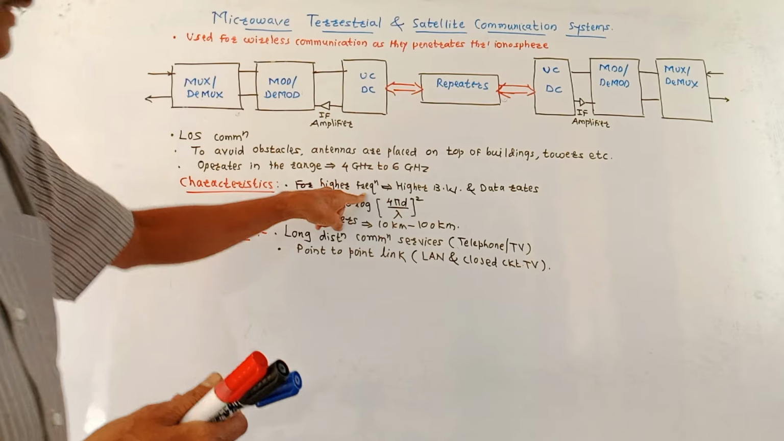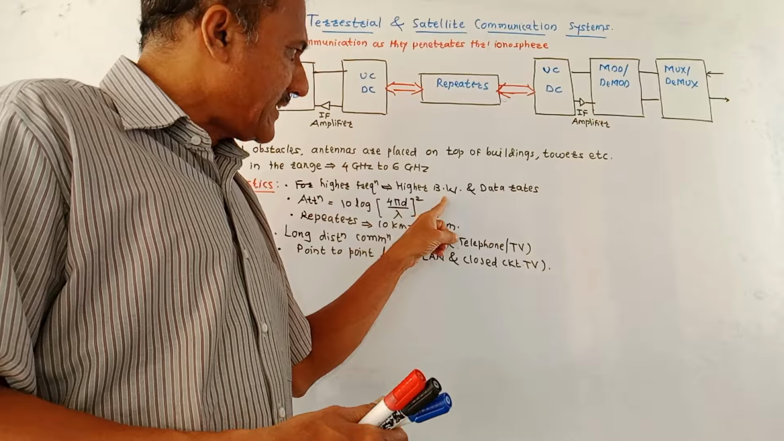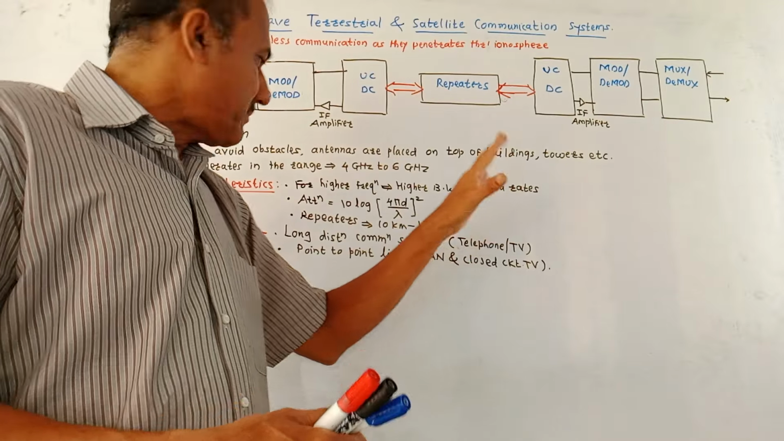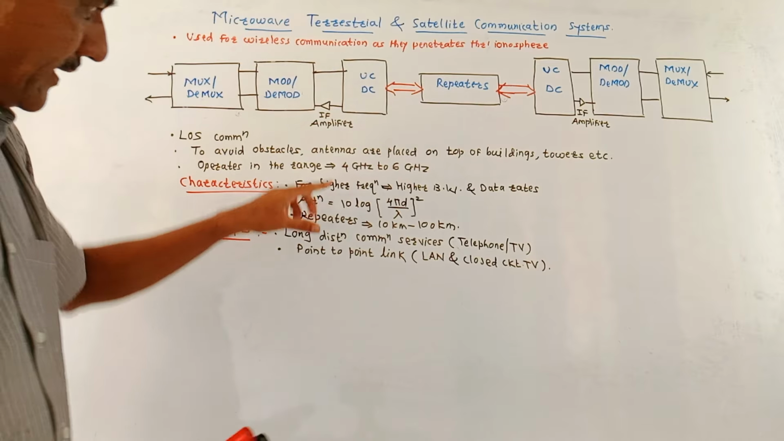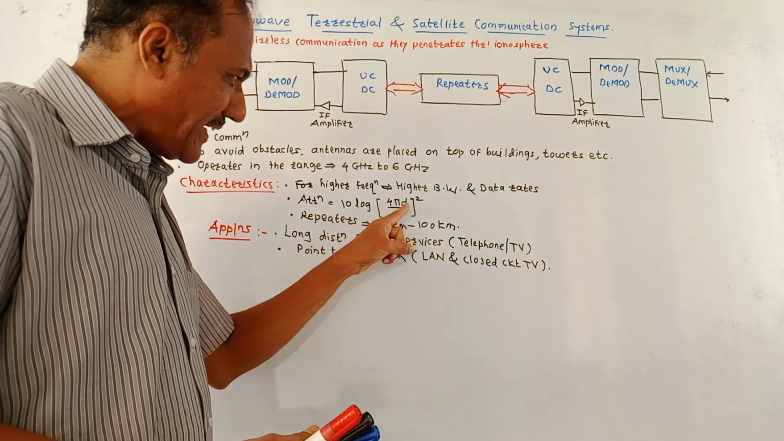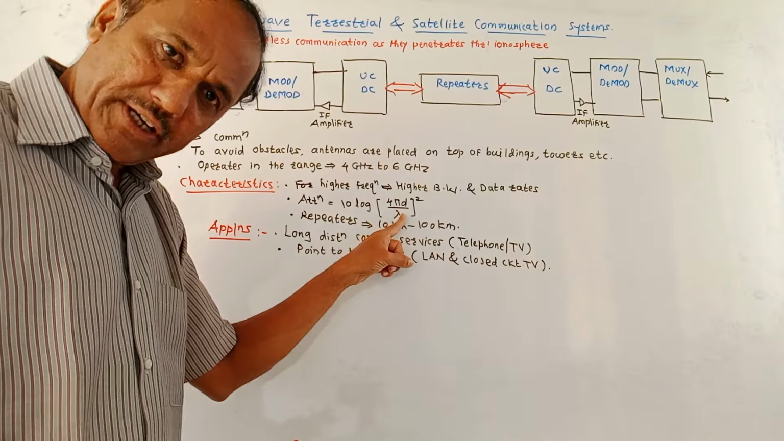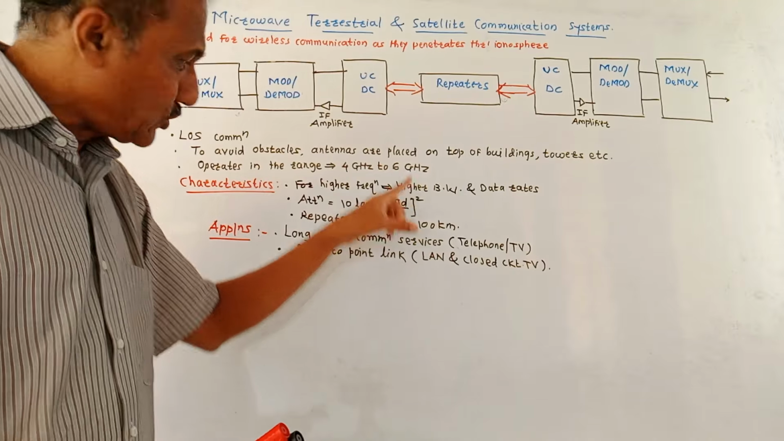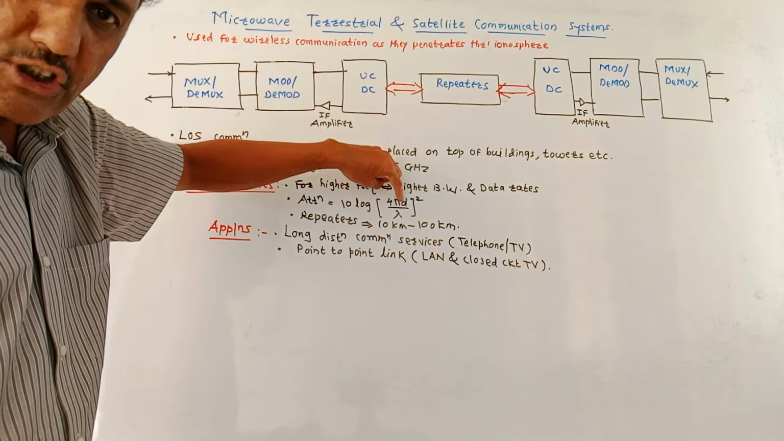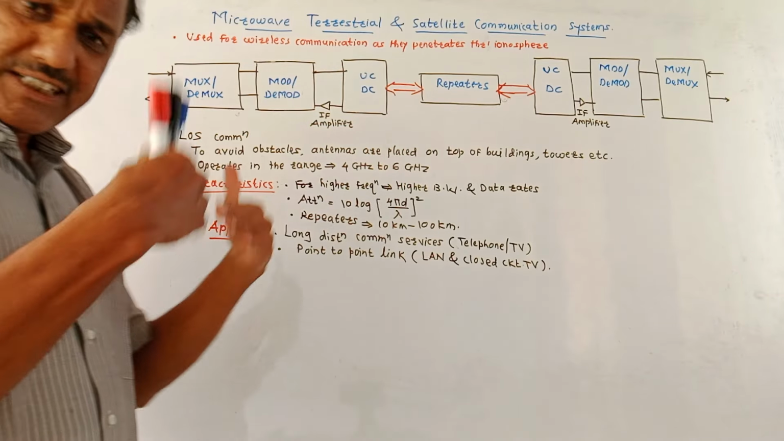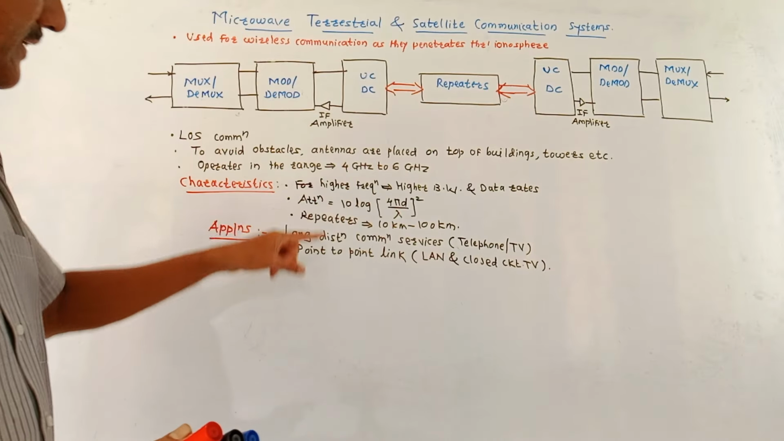The characteristics of the microwave terrestrial communication system include that they are used for high frequencies. So as frequency increases, the bandwidth also increases and data rates also become high. Then attenuation is given by 10 log of 4 pi d upon lambda, where lambda is the operating wavelength and d is the distance. So it indicates that attenuation is directly proportional to the square of distance. So as the distance increases, attenuation goes on increasing.